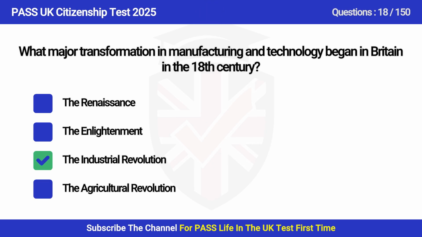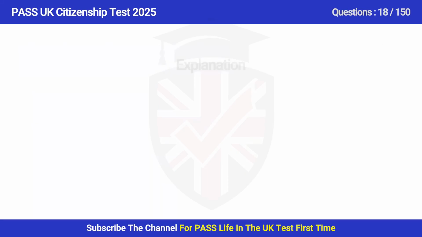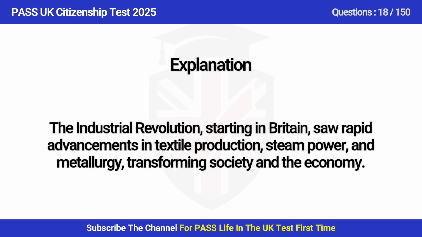Answer is C. The Industrial Revolution. The Industrial Revolution, starting in Britain, saw rapid advancements in textile production, steam power and metallurgy, transforming society and the economy.